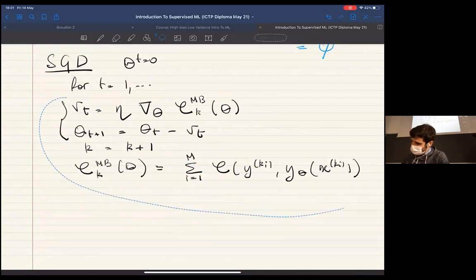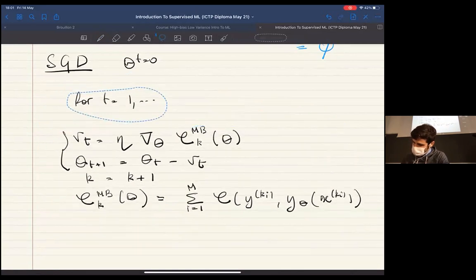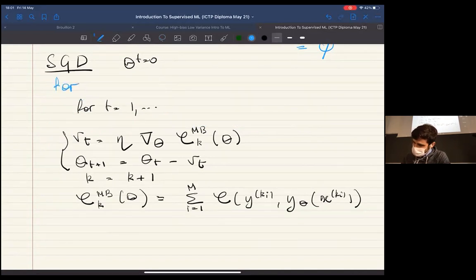There should be 2 loops. So I will do, for, let me call t equal 1 to t max. Okay.